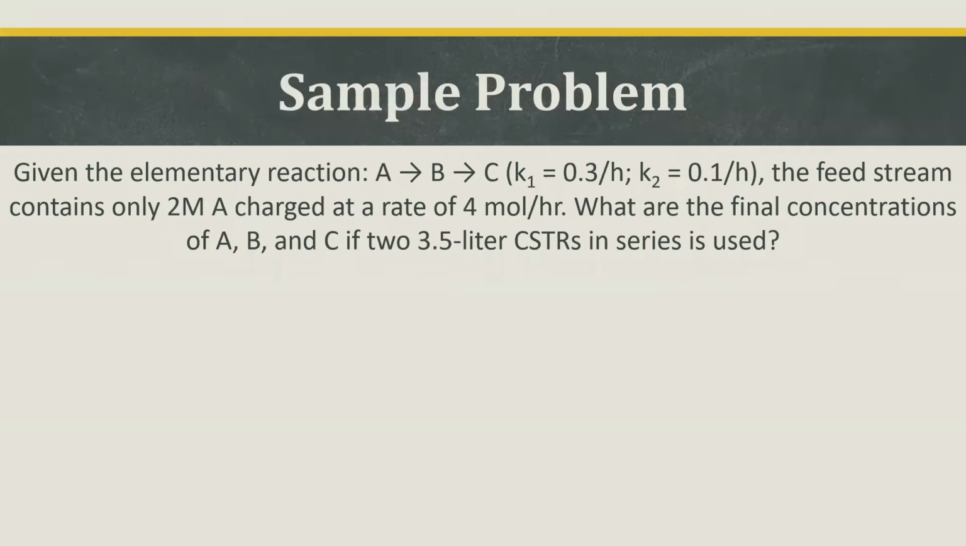Given the elementary reaction A forming B forming C, which is a series reaction with k1 equal to 0.3 per hour and k2 equal to 0.1 per hour, the feed stream contains only 2 moles per liter of A charged at a rate of 4 moles per hour. What are the final concentrations of A, B, and C if two 3.5 liter CSTRs in series are used?